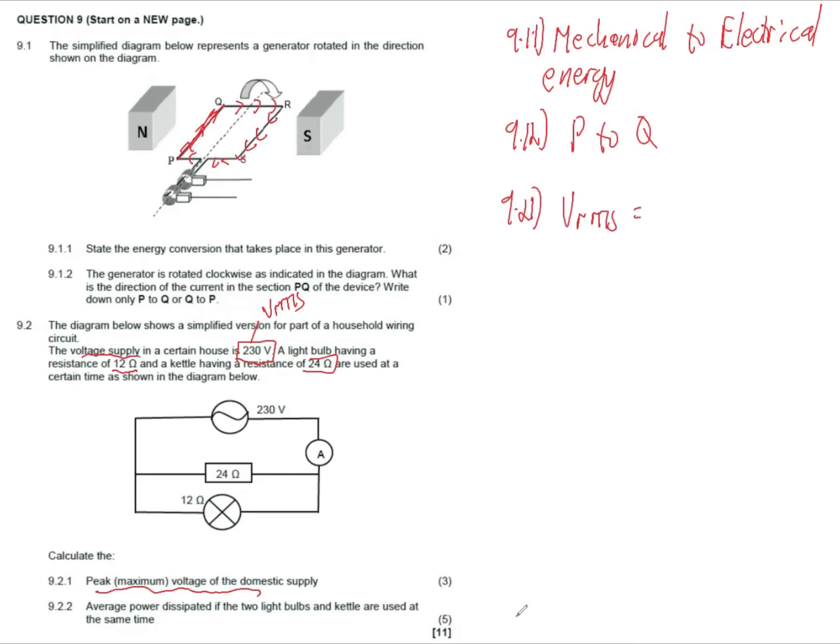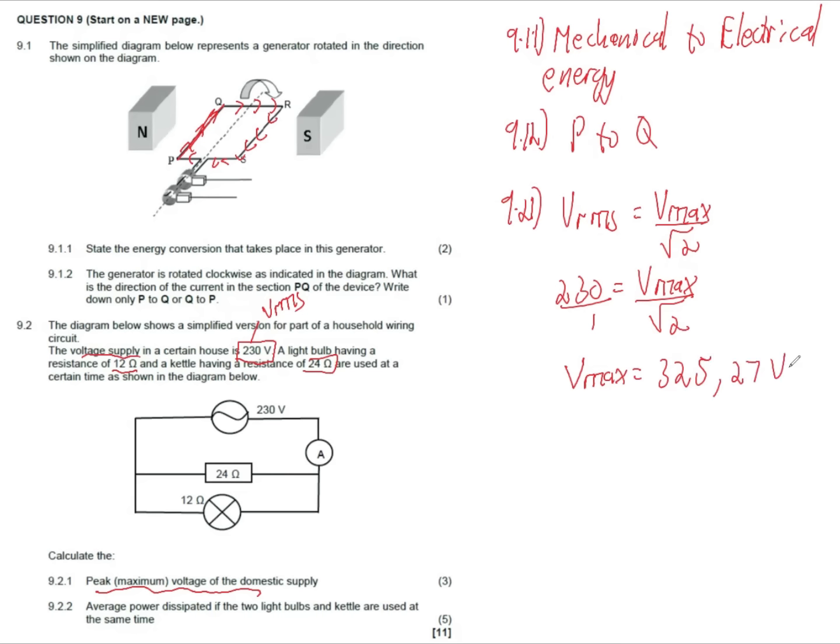So 9.2.1, again, use the same formula. It's a 3-mark question. Formula, substitution, correct answer with the correct SI unit. So Vrms equals Vmax over root 2. So we put our 230 here, equals Vmax over root 2. Then we simply have to cross multiply here. So on your calculator, 230 multiplied by root 2. This is going to give us Vmax is equal to 325.27 volts, rounded off to 2 decimal places. Right, so 3 marks like that.